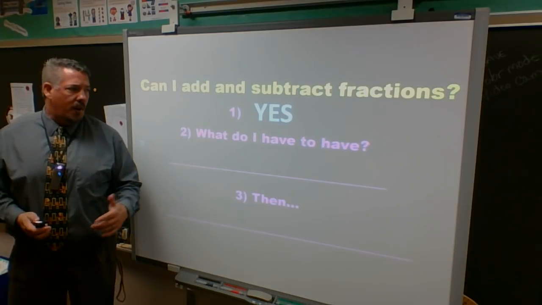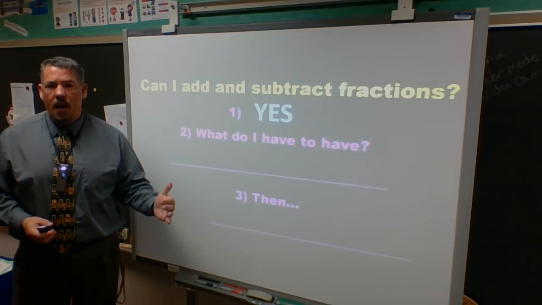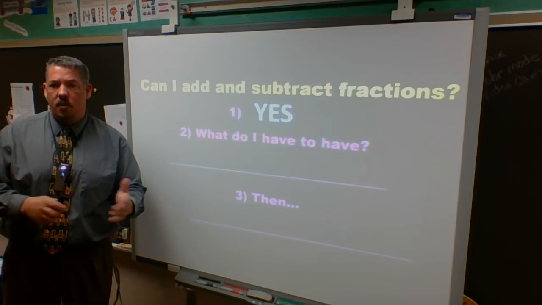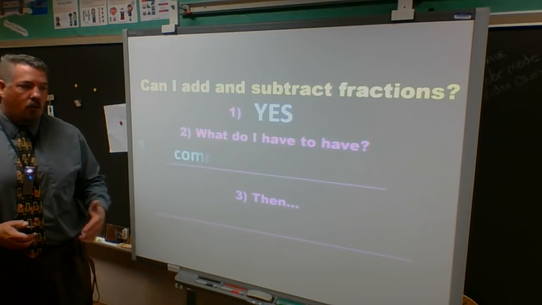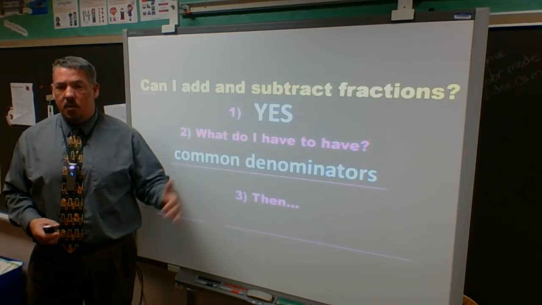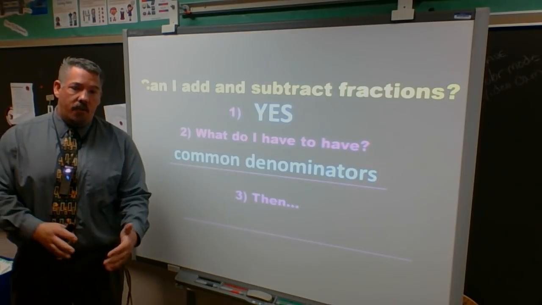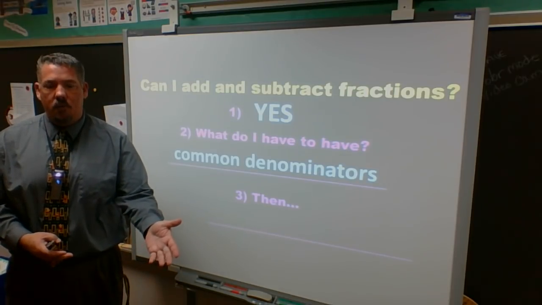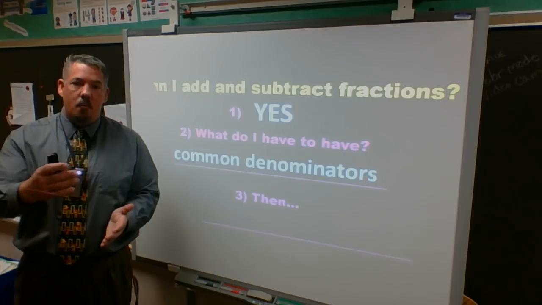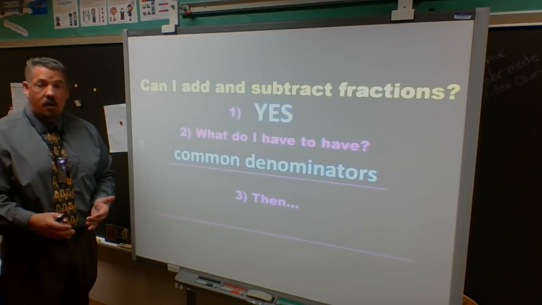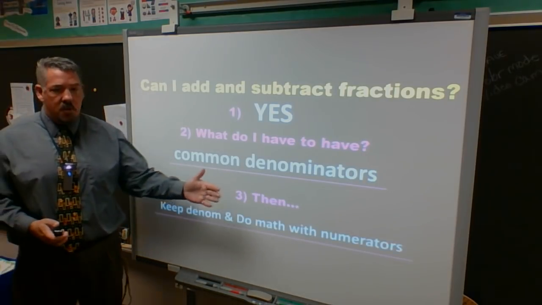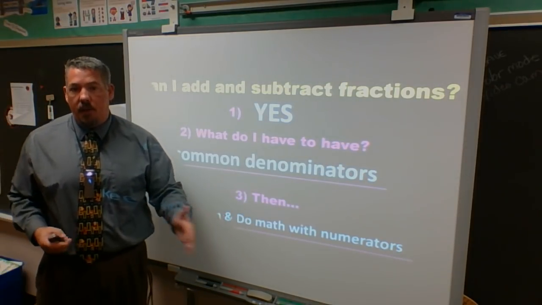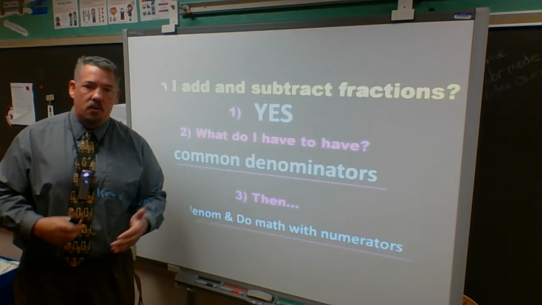However, once I know that I can, I've got to look at what I have. What do I have to have in common when it comes to my fractions if I'm going to add them or subtract them? You ought to know by now, and hopefully remember, you have to have a common denominator. Some of them you will have, some of them you won't, so we'll have to change them, and that's where the multiplication that we did in the last lesson comes into play. Once you've changed them, though, you keep your denominator, and then you do the math, either adding the numerators or subtracting the numerators.